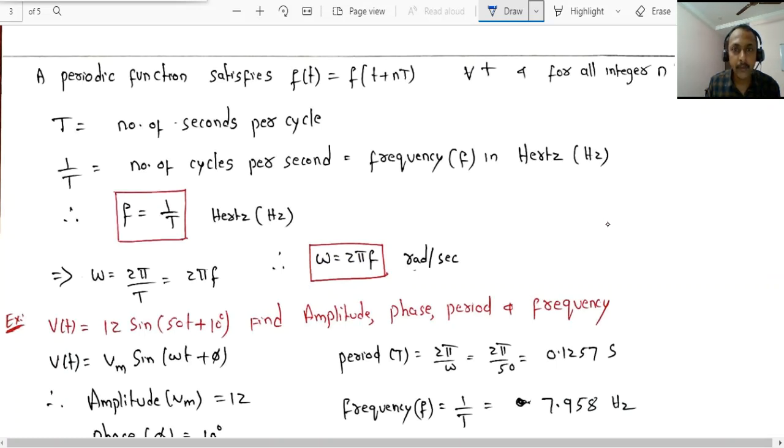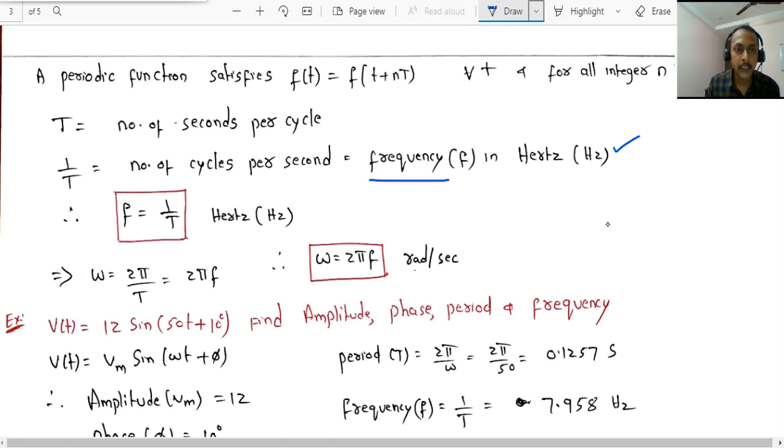But what about frequency? 1 by T represents the number of cycles per second. Then that is called frequency, and we express the frequency in Hz. Therefore, dear students, it is very important: small f equals 1 by T. The units are Hz. But what about omega? Omega equals 2 pi by T.